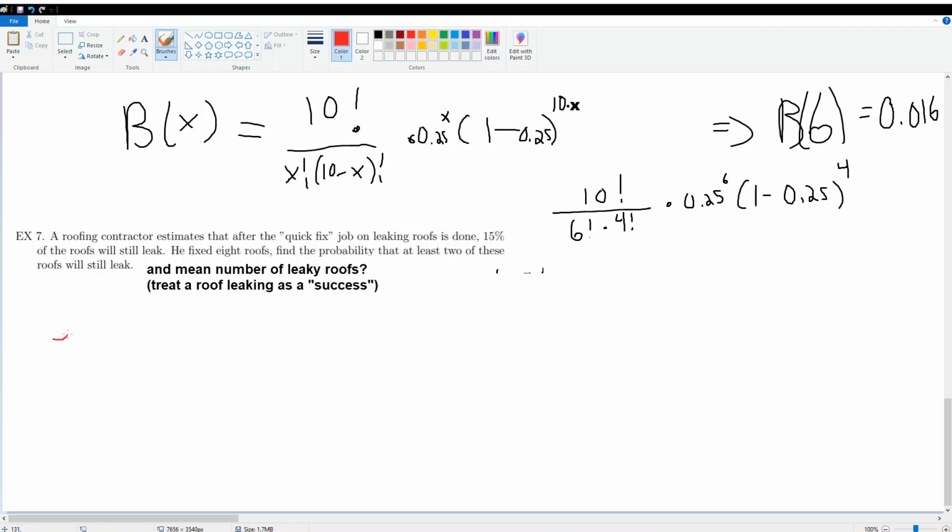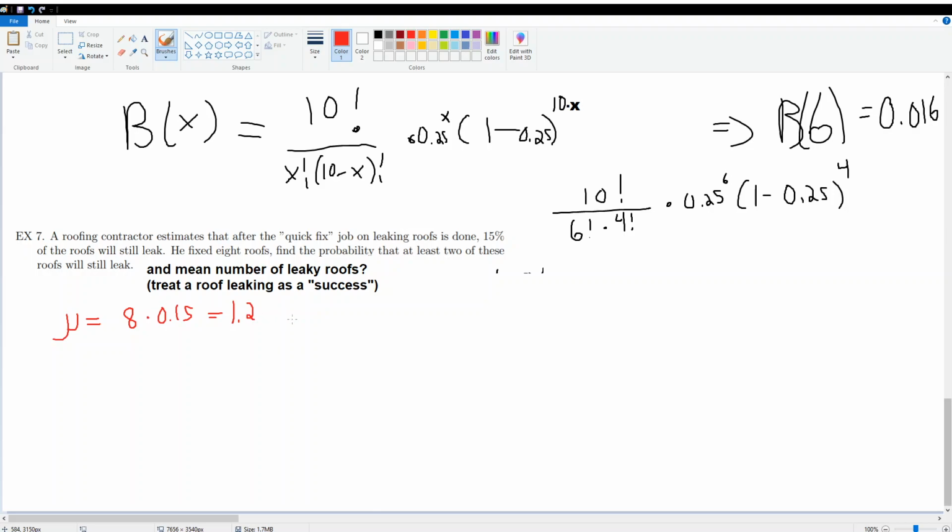So here are the mean number of leaky roofs. In this case, how many roofs do we have? Well, we have 8 roofs, if we want to pronounce it that way. And the chances of it leaking is 15%. So, this, 8 times 0.15, on average, 1.2 roofs will leak.